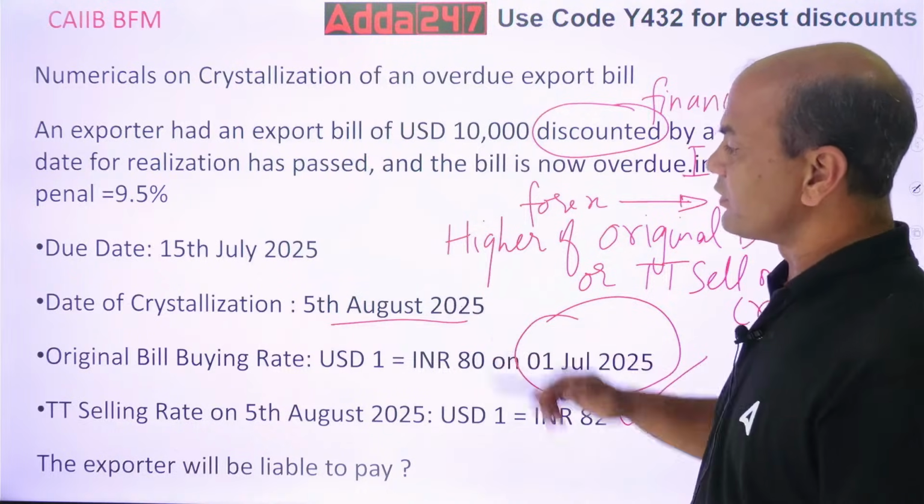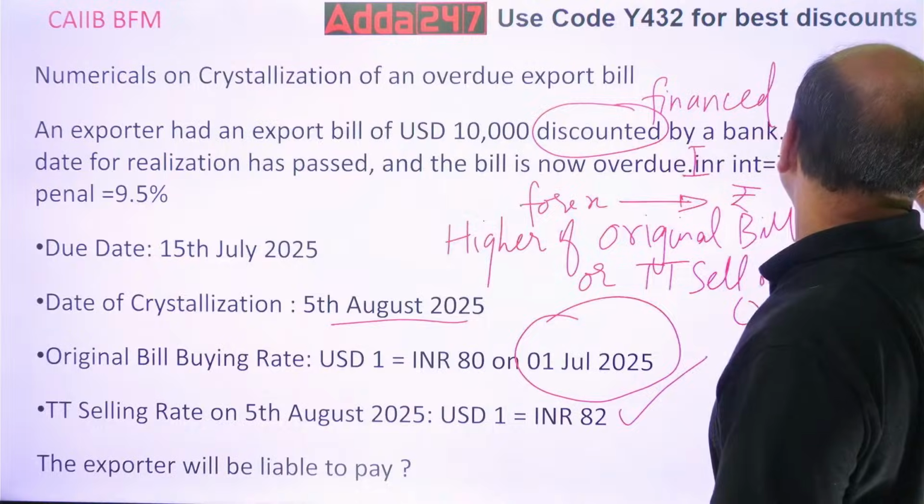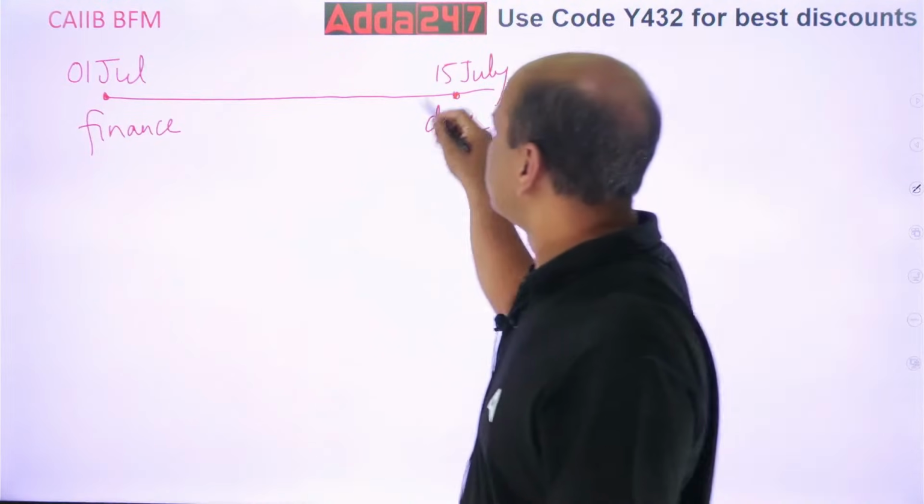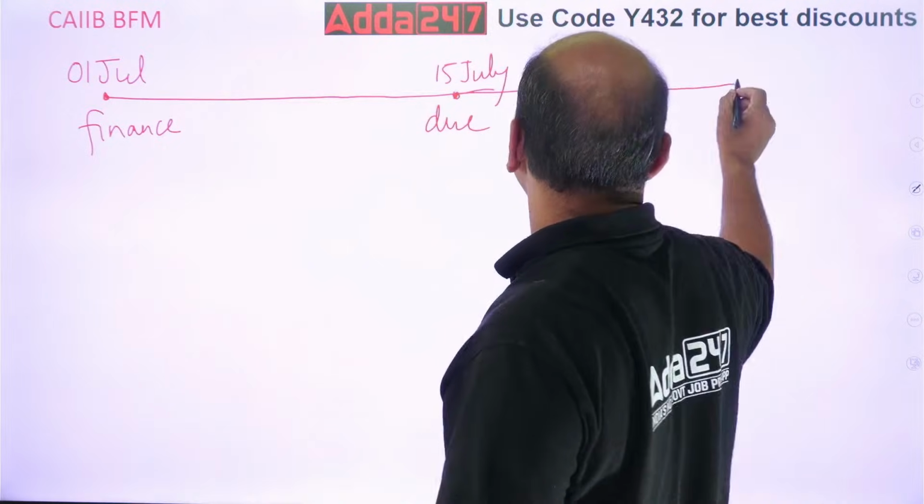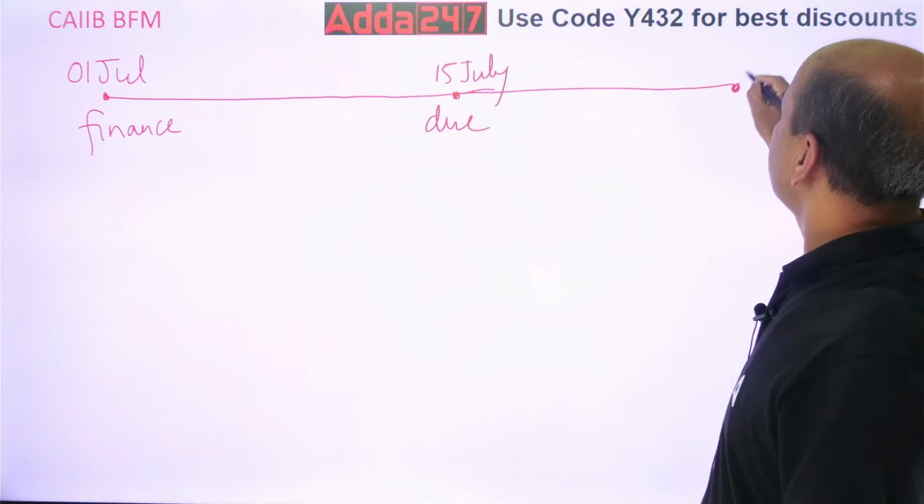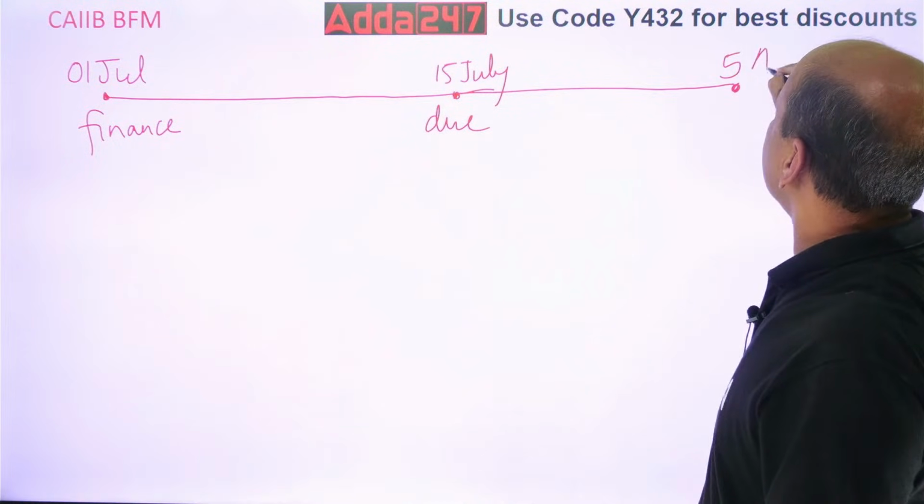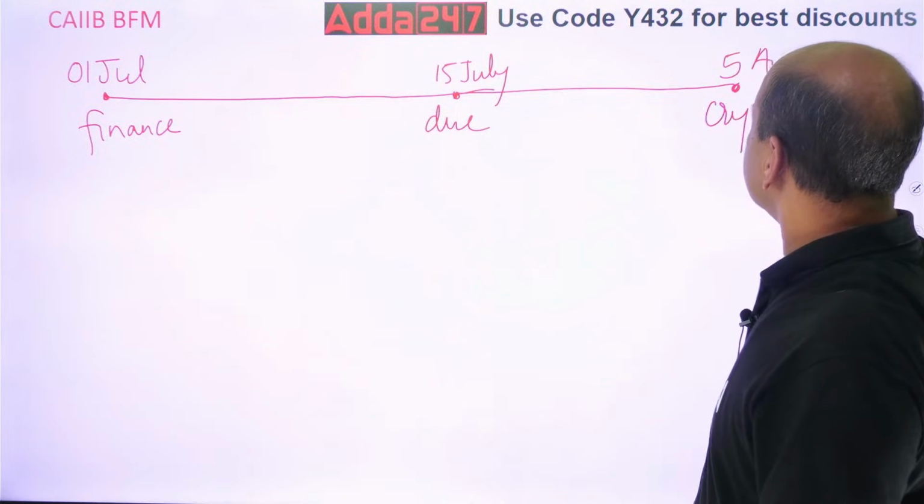Crystallization is on 5th August, which means payment was not received on 15th July. Payment was to be received, but it was not received. So now it is extending. And on 5th August, ultimately the bank said nothing doing, now convert this. So here crystallization is done.